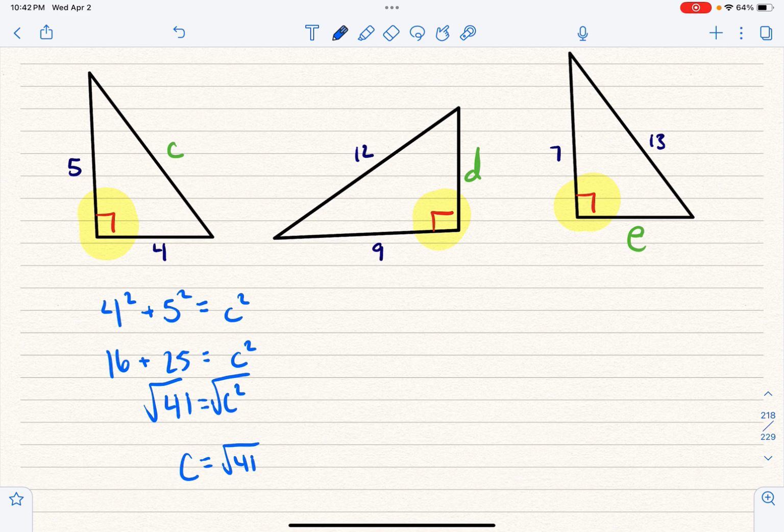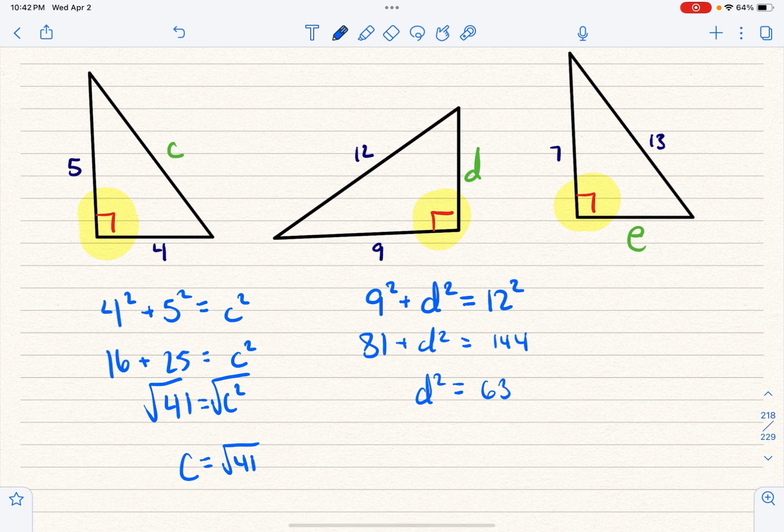Okay, let's see how you did. Now notice these are both a little bit different. I have to say 9 squared plus d squared equals 12 squared. I don't get to add the 9 and the 12 because the 12 is the hypotenuse. So this is 81 plus d squared is equal to 144. I subtract the 81 from both sides and I get 63. Then I take the square root of each side, and d is equal to the square root of 63, which doesn't come out clean. So that right there is the exact answer.